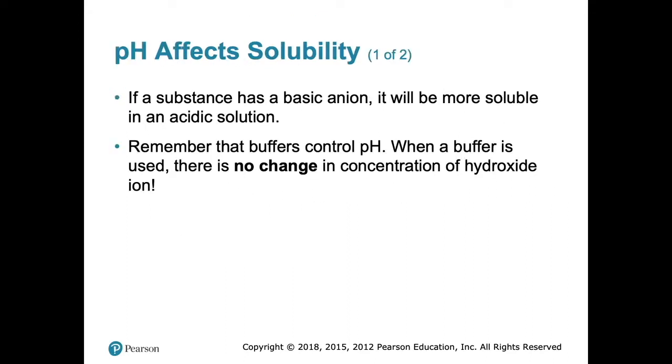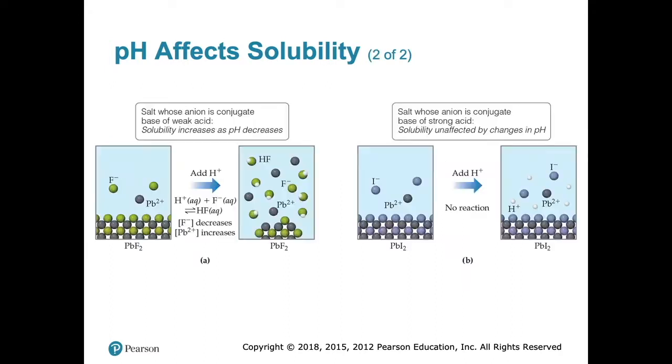Anyway, pH also affects solubility. If a substance has a basic anion, it will become more soluble in an acidic solution. That's just something you have to remember. And remember that buffers control pH. So when a buffer is used, there's no change in the concentration of the hydroxide ion. That's another thing you need to remember.